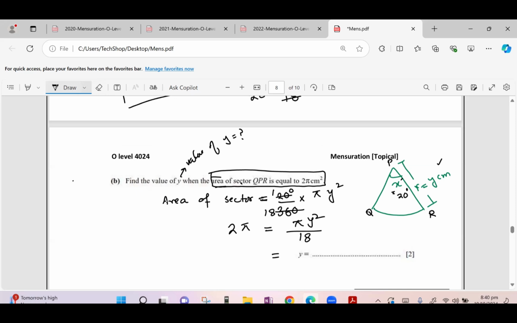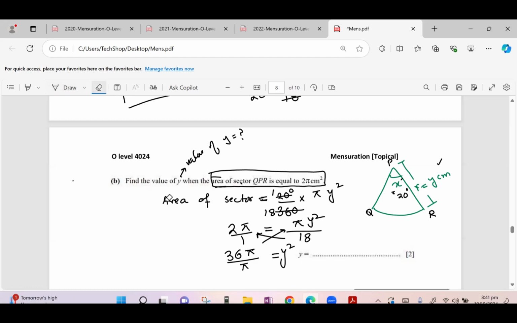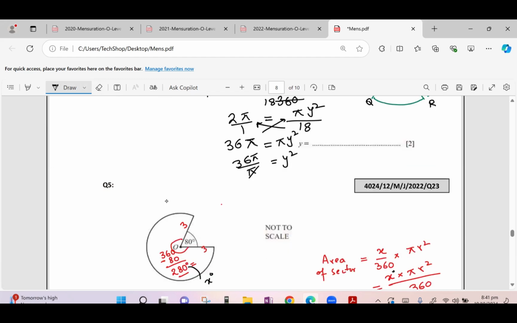You can find the value of y by making it the subject. y square is equal to 36 pi, because multiplying pi over pi, equal to pi y square basically. So 36 pi is equal to pi y square. You can cancel pi pi after this step. Okay, pi pi cancel out.